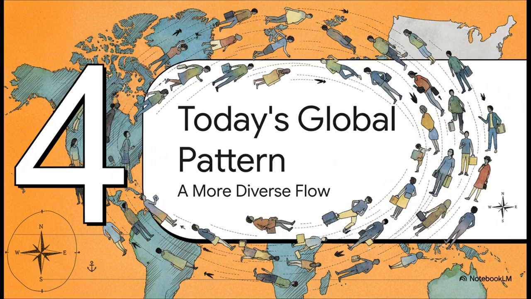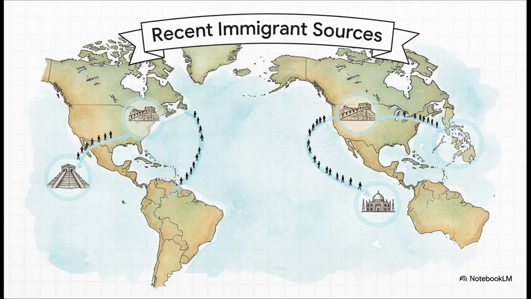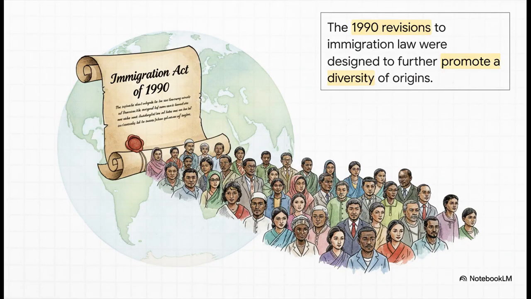And that really sets the stage for today, right? The legacy of that 1965 Act is the global pattern of immigration we see all around us now. It's more diverse than ever. So when we look at the major sources of immigration in our modern era, it's a completely different map. We're talking about countries like Mexico, China, India, and the Philippines taking center stage in the American immigration story. And this wasn't just a fluke. The trend got another push in 1990, when the laws were changed again, this time to actively promote even more diversity, making the flow of people coming to the U.S. more varied than at any other point in history.